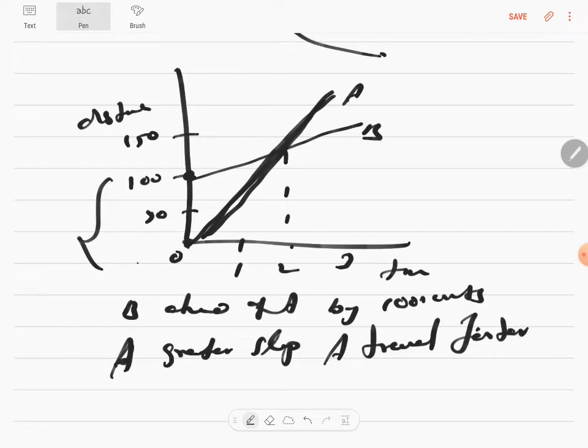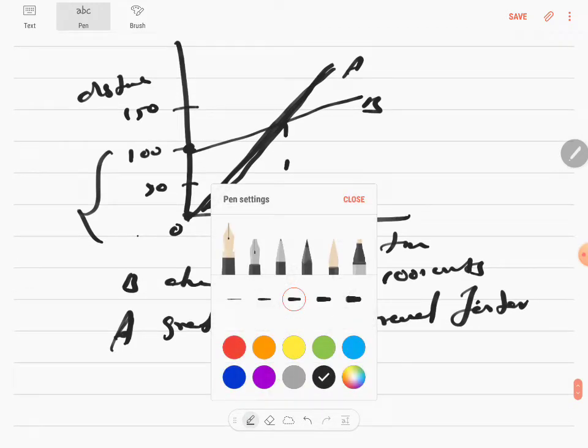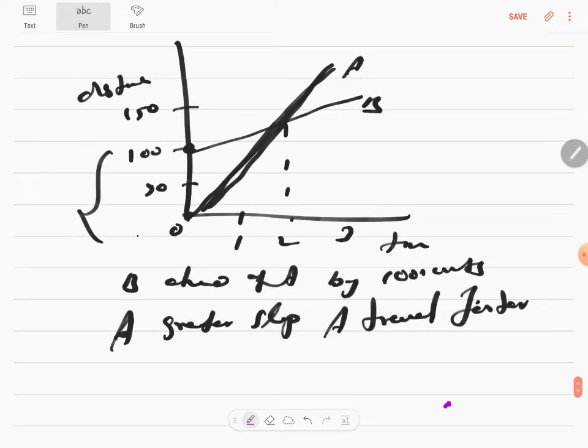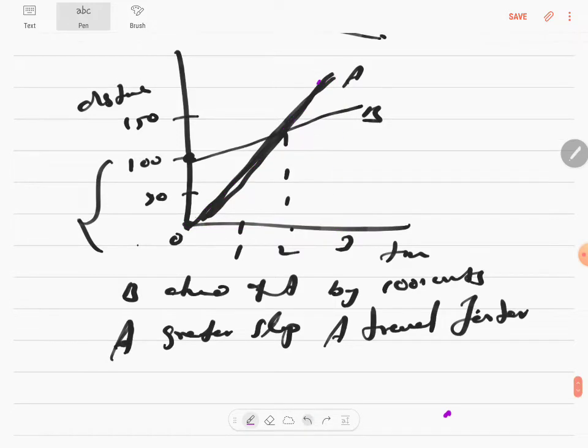Correct? Now what is the speed of A and speed of B? If you want to find the speed of A, you have to do slope, which is opposite by adjacent. For OA, you can't do opposite by adjacent here because you don't know exactly where it ends. So spot the point where you know where it ends. Can you take this, this is also slope, right?